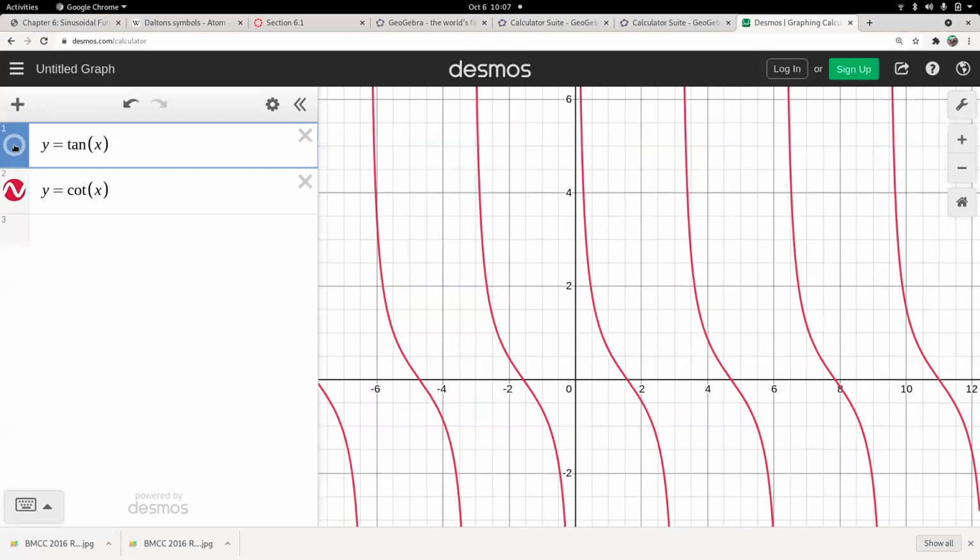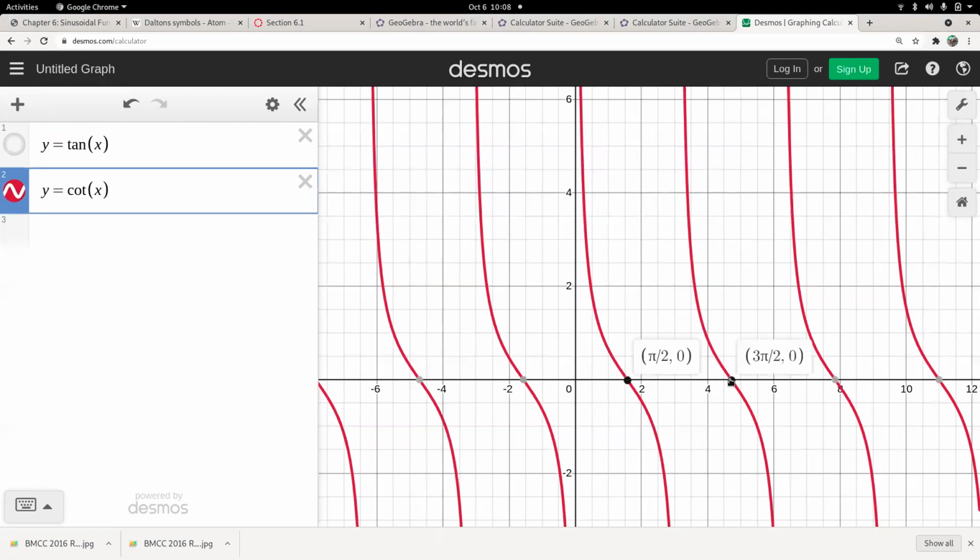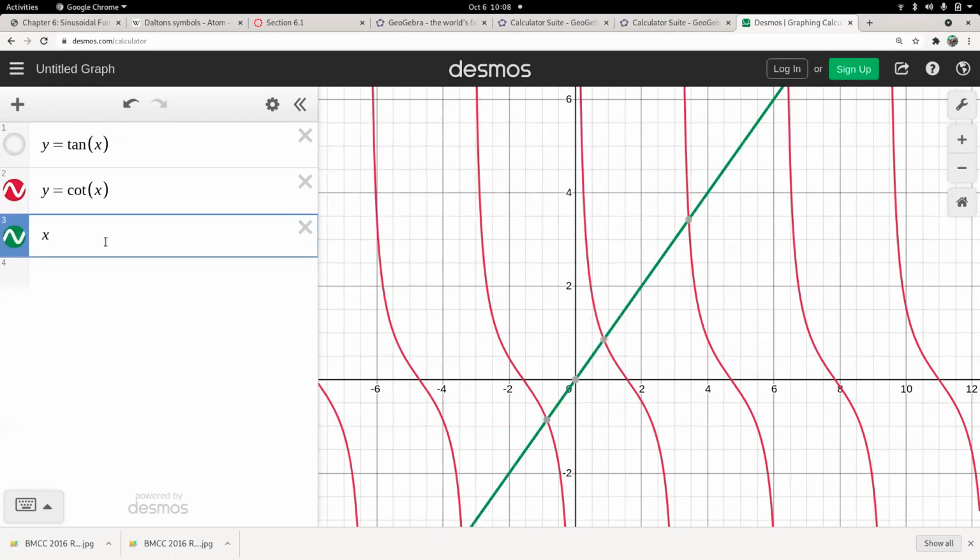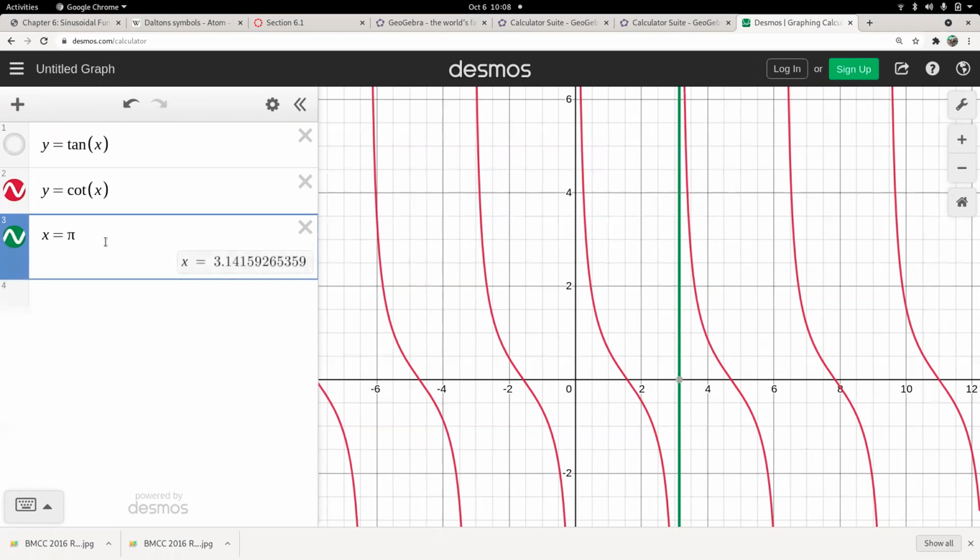Let's turn off the tangent to make it a little more visible. So tangent had asymptotes at pi over 2 and -pi over 2, 3pi over 2, and so on. Cotangent should have zeros there, right? So just to double check, if I click here, I should see pi over 2. And there's 3pi over 2. Now the asymptotes are where the tangent had zeros. Tangent had zeros at 0 and pi and so on. So if I graph something like x equals pi, I should see that is an asymptote for the cotangent.